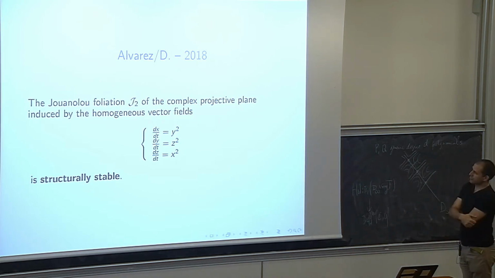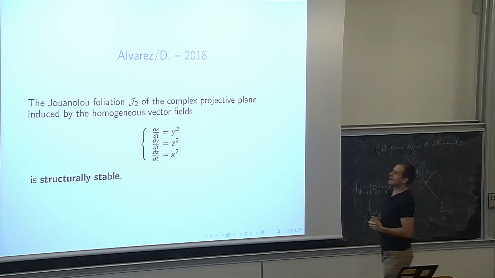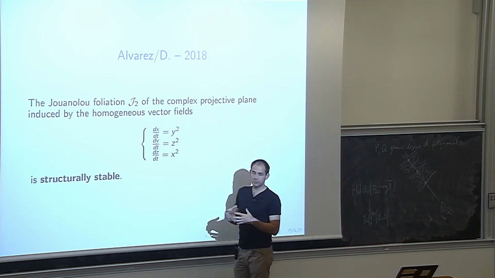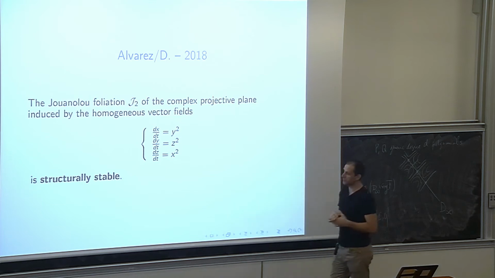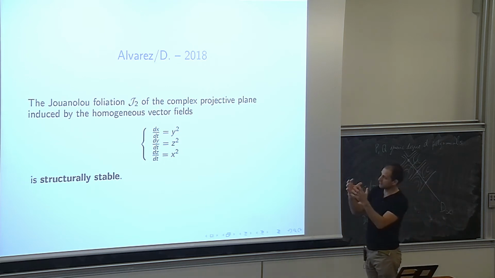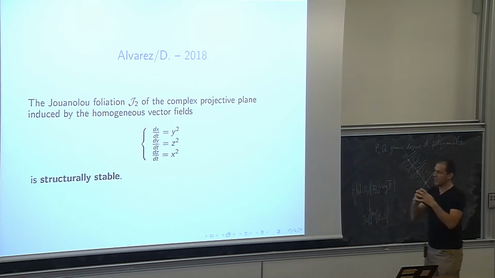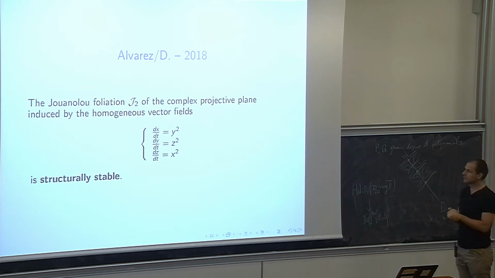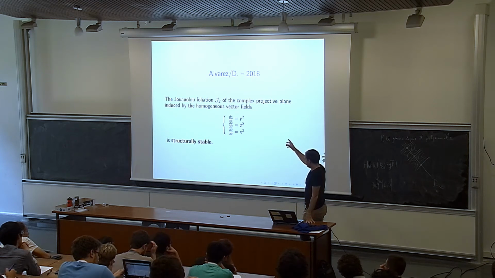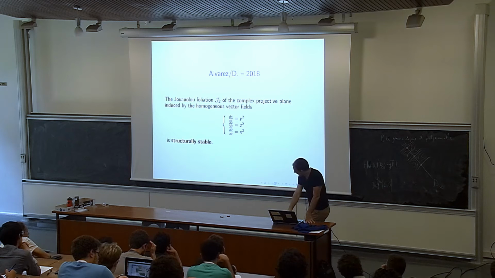And so what we proved is that this foliation is structurally stable, namely that if you take a foliation which is sufficiently close to it, you will be able to find a homeomorphism of P2 that sends the solutions of the Jouanolou foliation to the solutions of the perturbation. So all the foliations close to the Jouanolou foliation have the same phase space up to a homeomorphism. Of course, this can be opposed to the rigidity properties in the theorem of Ilyashenko.